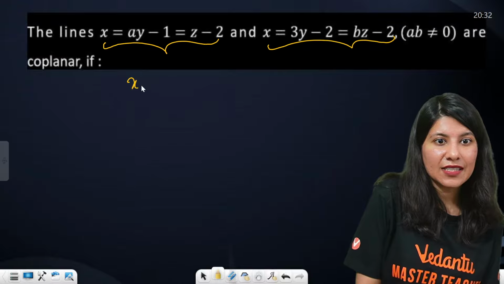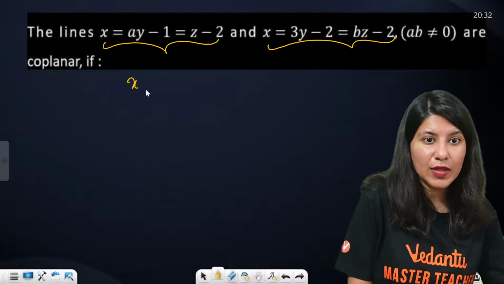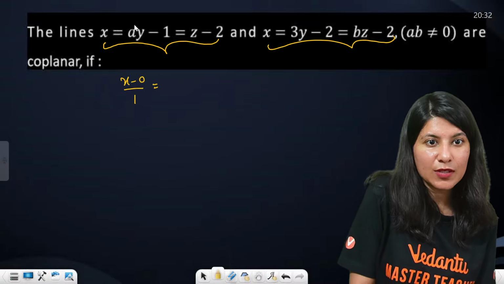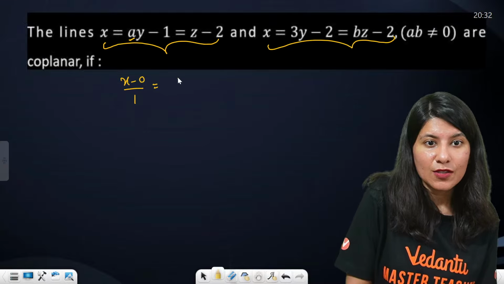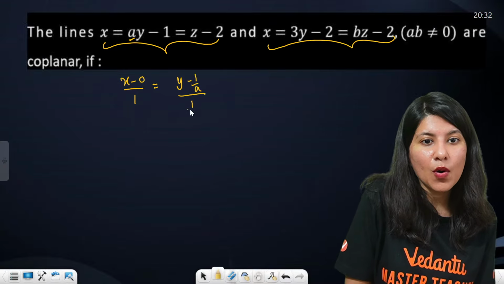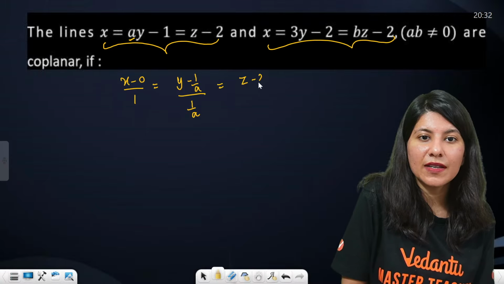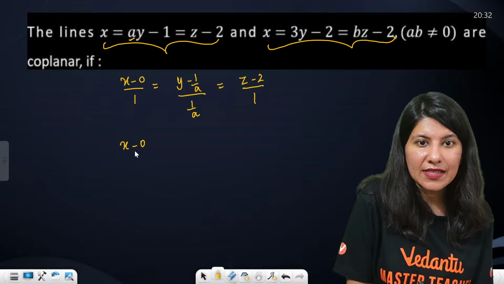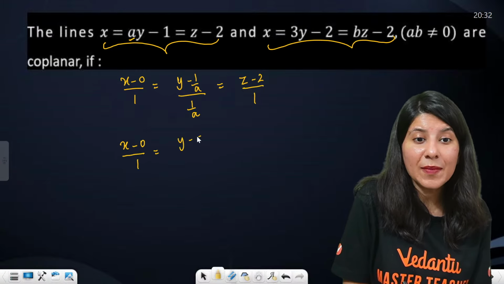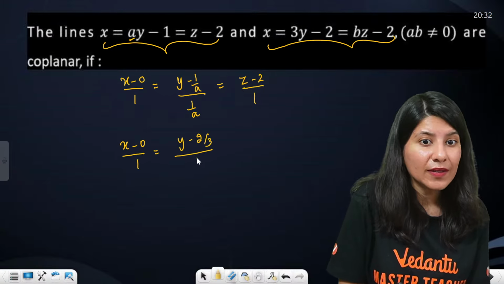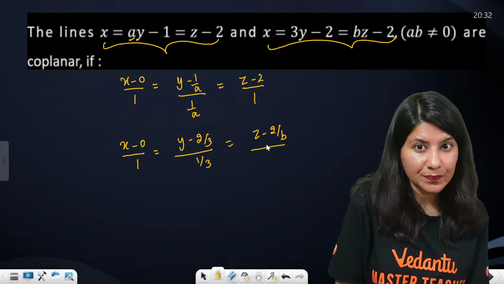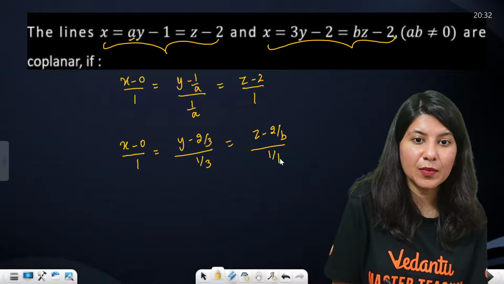So this is x minus 0. Okay, how to do that? You have to write x minus 0 by 1 is equal to, now take a common, y minus 1 by a upon 1 by a is equal to z minus 2 upon 1. Similarly, the second line will be x minus 0 upon 1 is equal to y minus 2 by 3 upon 1 by 3 and z minus 2 by b upon, it is going to become 1 upon b.